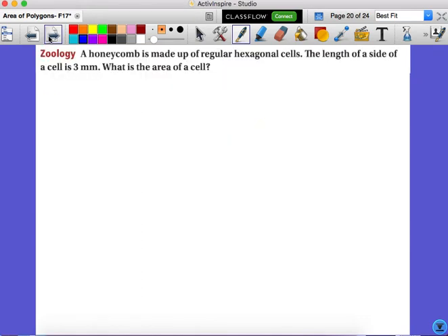So next we have a regular hexagon. So we've got a 6-sided figure this time. Again, if you want to draw a picture here, you can. That would probably be the best advice I can give you, is when you get to these questions, just give yourself some sort of visual to look at. The length of a side is 3 millimeters, and we need to find the area.